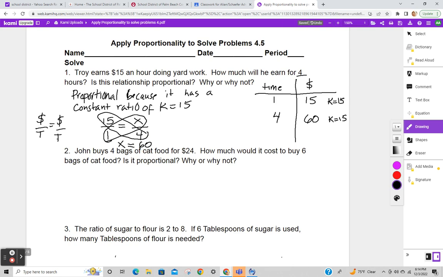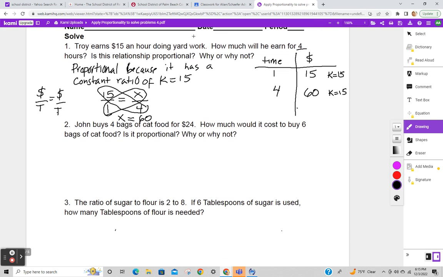So again, you can use a table of values like that here, or you can write a proportion to solve these types of problems. Let's go on to number 2. I'm going to start with the table of values for that one too. John buys 4 bags of cat food for $24. So we'll put number of bags here, and we'll put cost here. So if he buys 4 bags, it will cost $24.